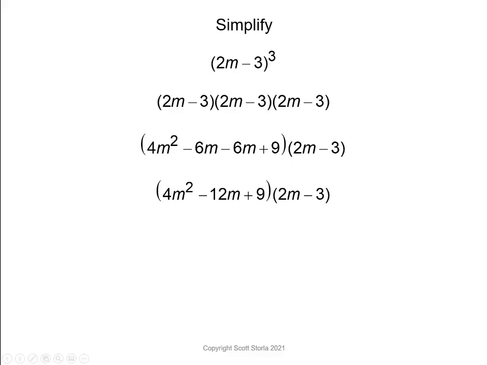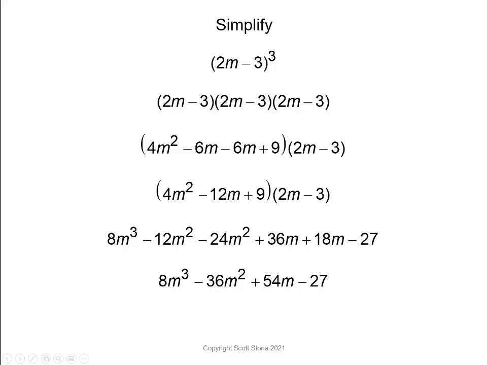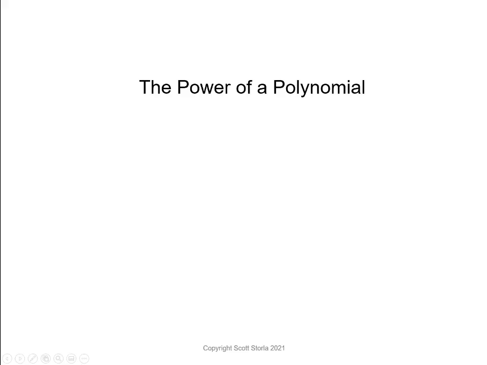Then I'm going to multiply each term in the first factor to every term in the second factor. And that will give me 8m cubed minus 12m squared minus 24m squared plus 36m, be careful here, plus 18m minus 27, which simplifies to 8m cubed minus 36m squared plus 54m minus 27. Well, that will conclude this video where we've practiced with the power of a polynomial.